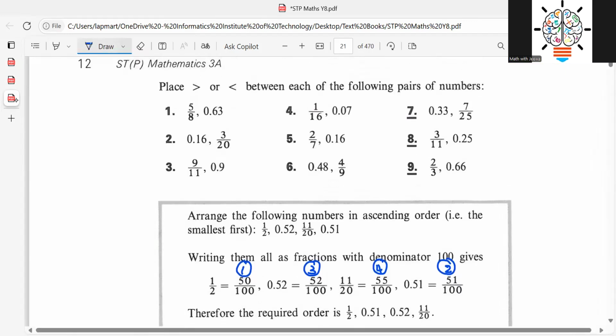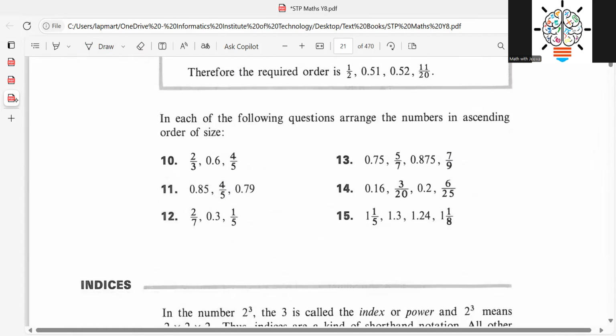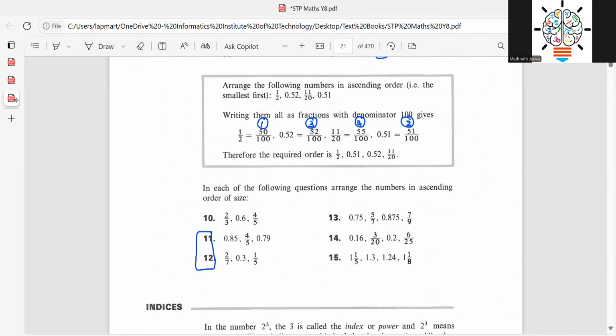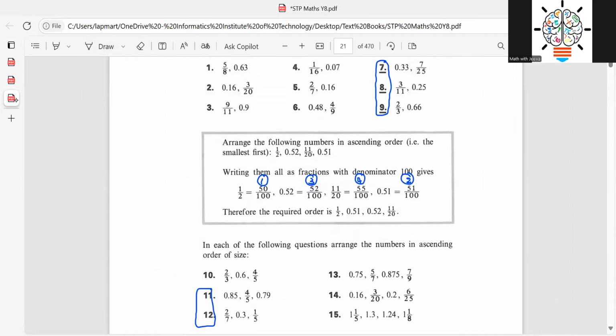So then you want to do these three, 7, 8, 9, and 11, 12. So you have 5 questions to do at home. So what are they? 7, 8, 9, and 11, 12.